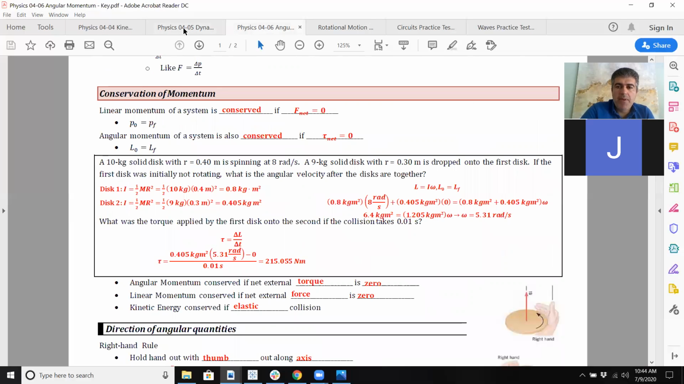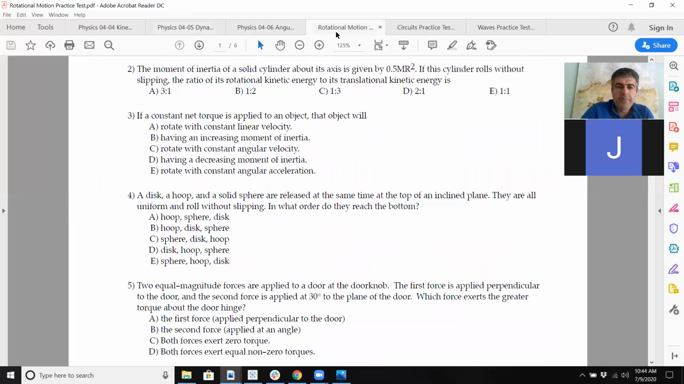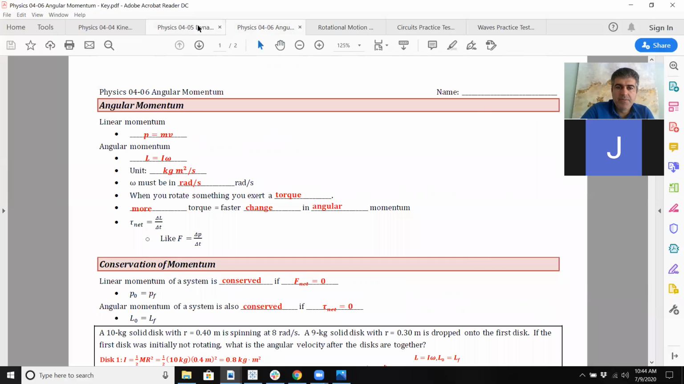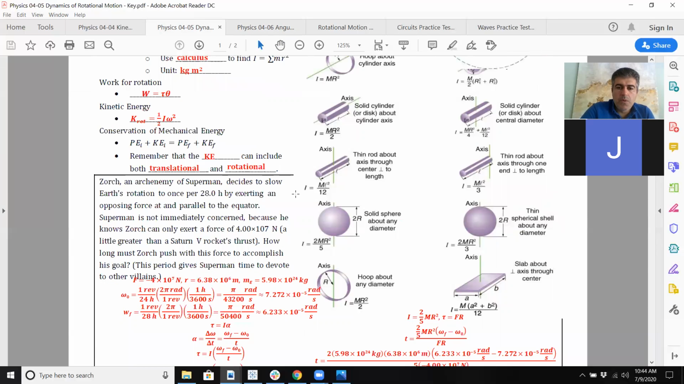So going back over here again, a disk, a hoop, and a solid sphere. A disk is like a cylinder, which is 1/2 mr squared. Well, 1/2 is greater than 2/5. I know this. And then they said a hoop. Hoop is mr squared.